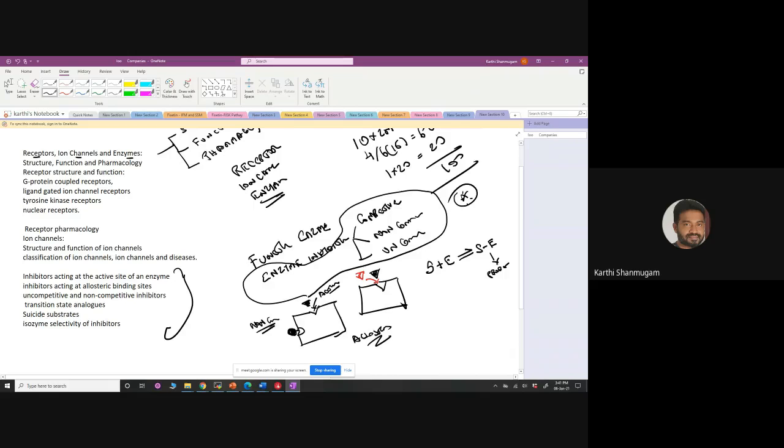Enzymes may have many allosteric sites. If the substrate alone binds, it will be converted into product. But if the inhibitor binds to the allosteric site, it can alter the conformation of the binding pocket of the active site. Because of that, the substrate molecule may not be able to bind and may not get converted into the product. Equation wise, substrate plus enzyme.